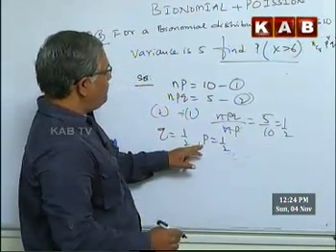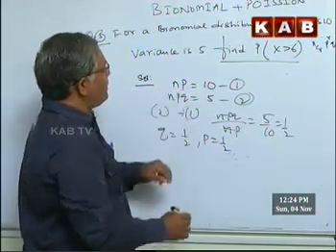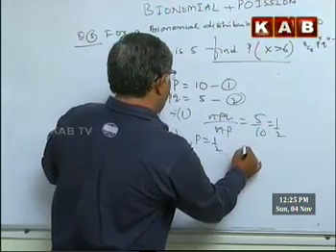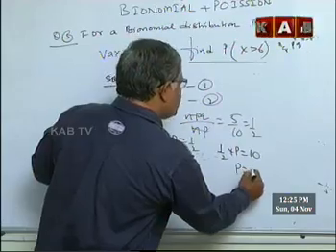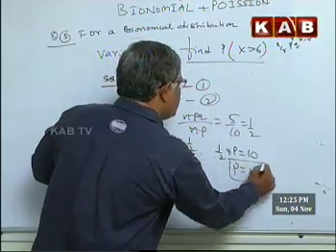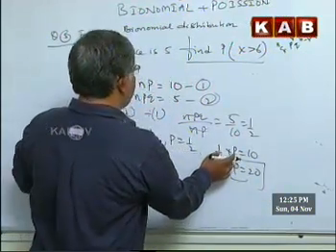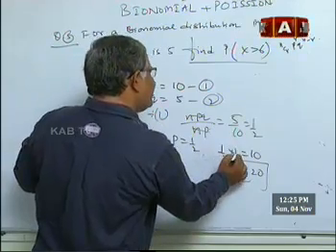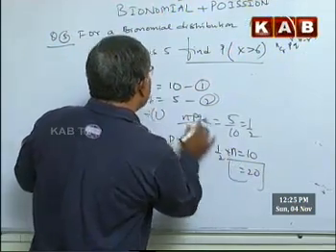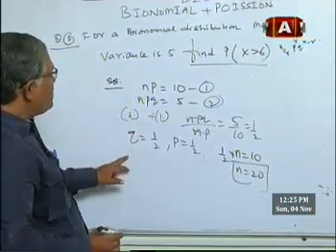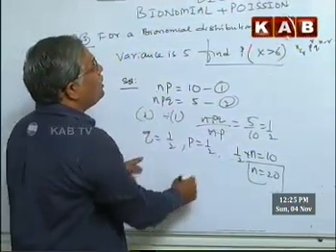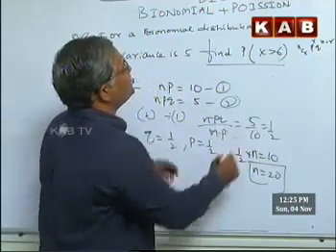Take the value of p here and substitute in 1. So what you are going to have? Half into n is equal to 10. So n is equal to 20. So p's value is half, and n is 20. So you are substituting for p. So n is equal to 20. n is 20 you got, p value you got, and q value you got.